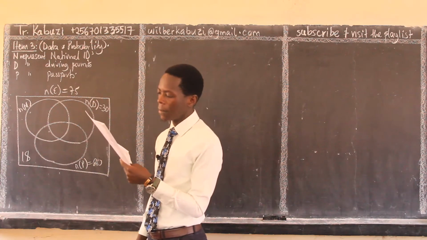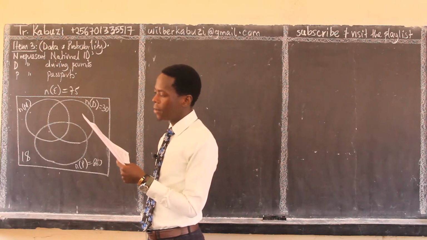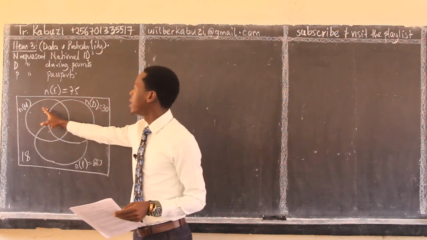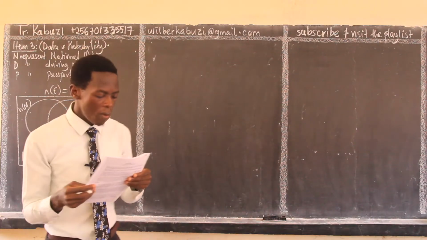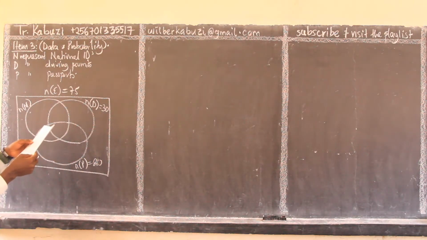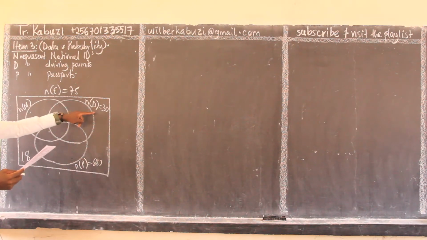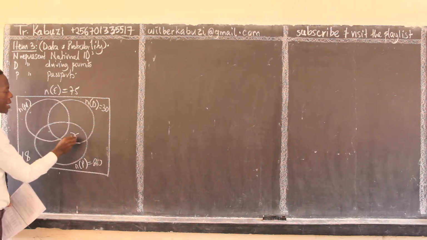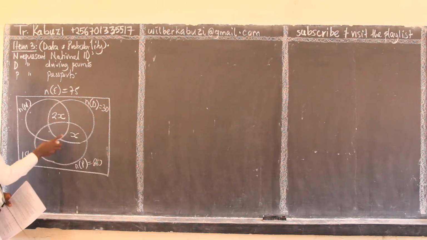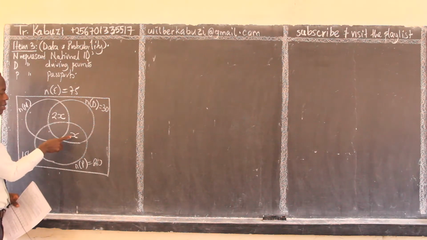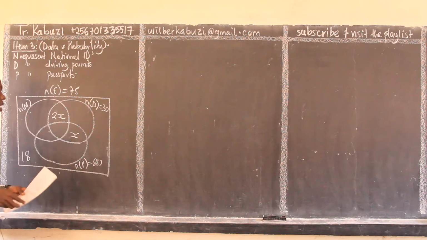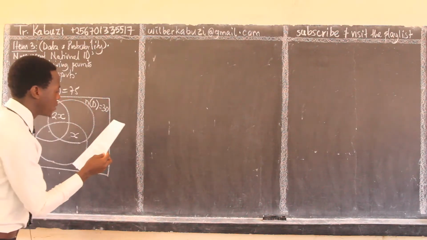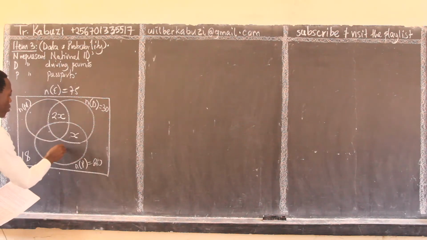The number of people who had both national IDs and driving permits only was twice those who had passports and driving permits, but not national IDs. So it was only here. If these are X, then these ones were 2X, because they're telling us that these ones were twice these ones. 4 people had passports only.